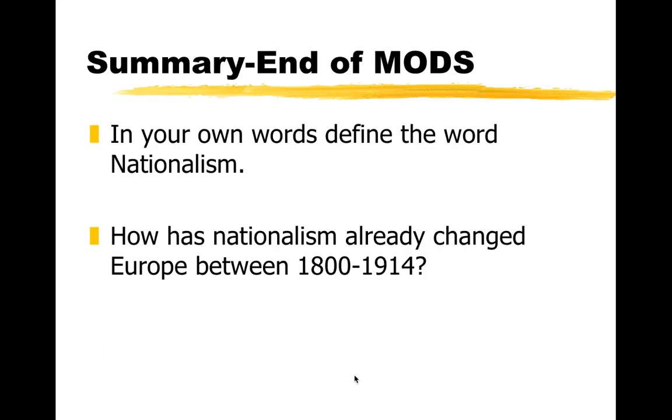So that kind of wraps things up, ladies and gentlemen. You might want to just be able to kind of answer these couple questions. You don't have to turn them in, but I would just kind of take note. You should be able to define nationalism by this point. We've talked about it in Try 2. We're talking about it now again. And then you should be able to kind of give us an idea of how nationalism started to change Europe between 1800 all the way up to World War I here.